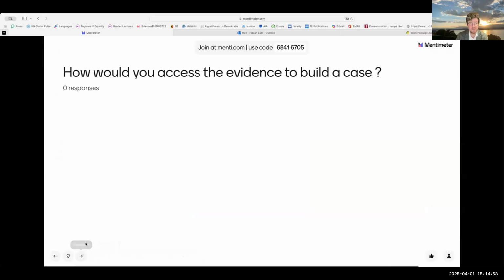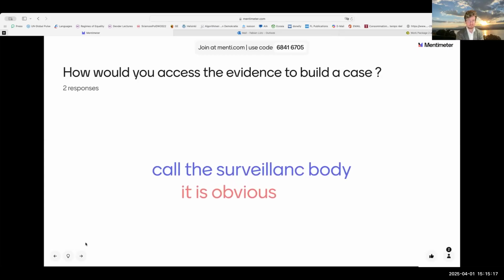And again, the same question: how would you access the evidence to build a case? Now you know how this works. Do you think there are any peculiar challenges in how to access the evidence in this case? If you have an app, you again have a big company. In this case, it was Deliveroo, I can say, because it was a public case. So you have a big player called a surveillance body. That's very good and effective. They hopefully immediately investigate the case. It is obvious.